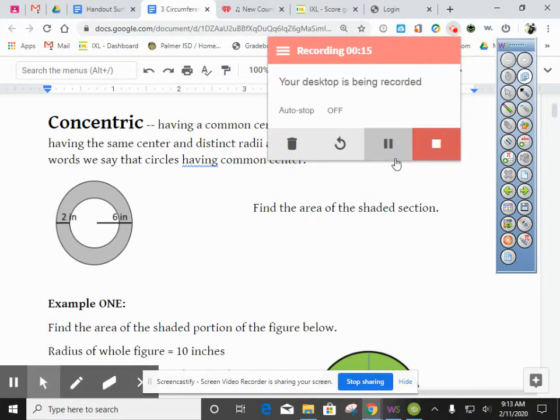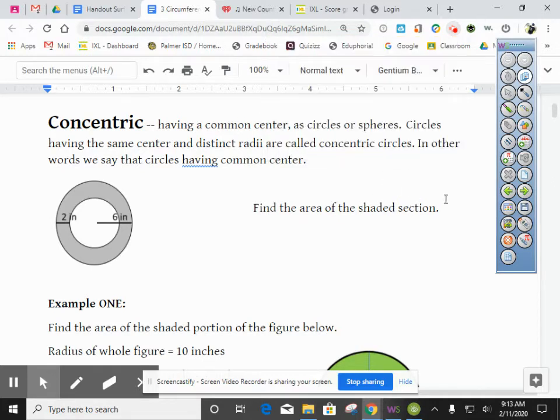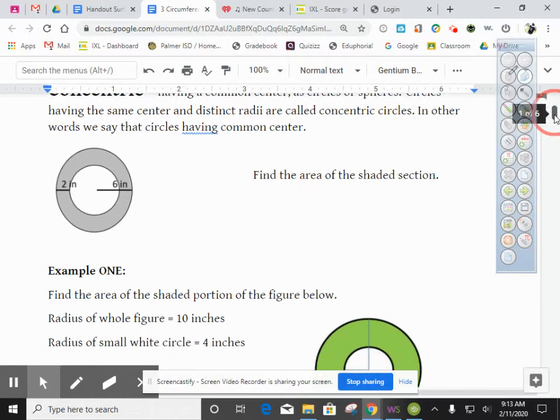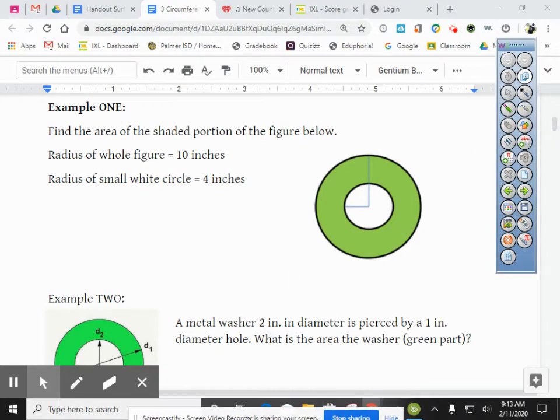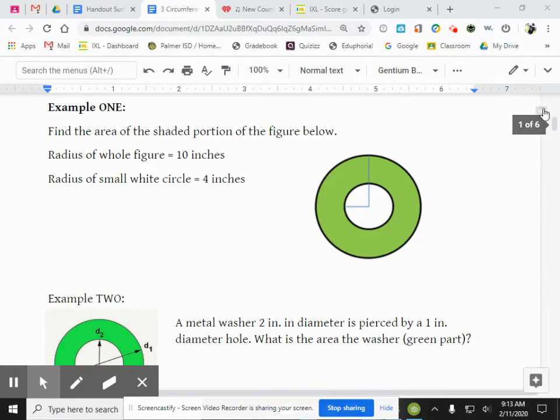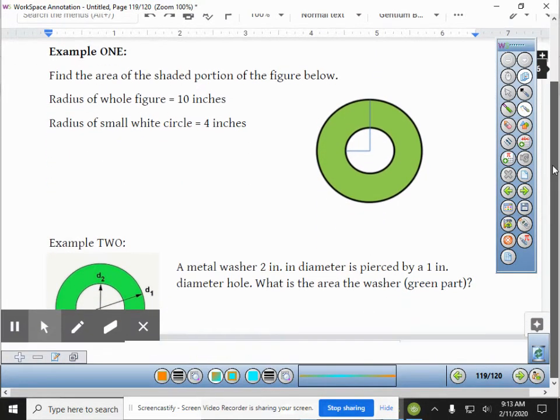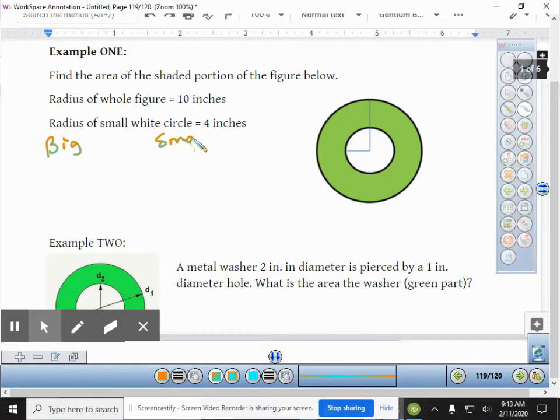All right. So yesterday, concentric circles. Tell me what they are. Tell me how we did it. Talk loud. You're on video. The area of one circle. What did we do? Find the area of both circles, and then subtract. We're not adding them together. If you look at your paper, we did Example 1 yesterday. We found the area of the big one, and then the area of the small one, and then we subtracted, because we're just looking for the green section.